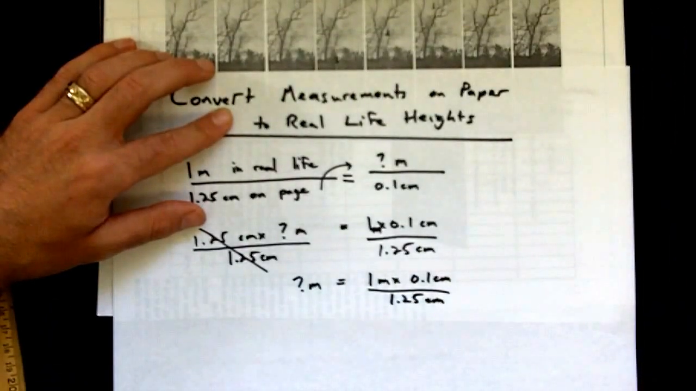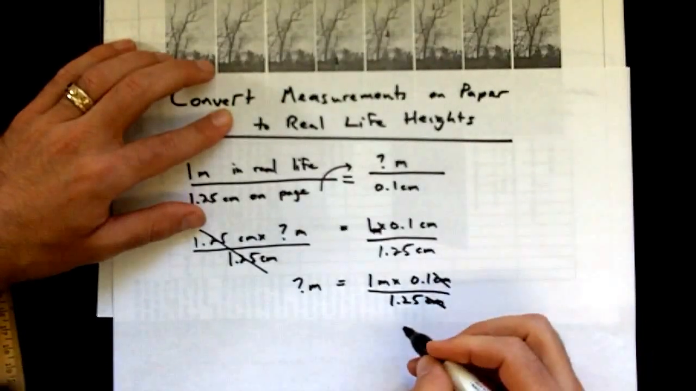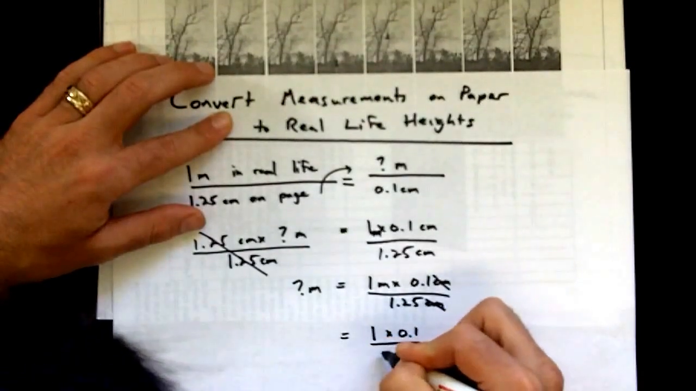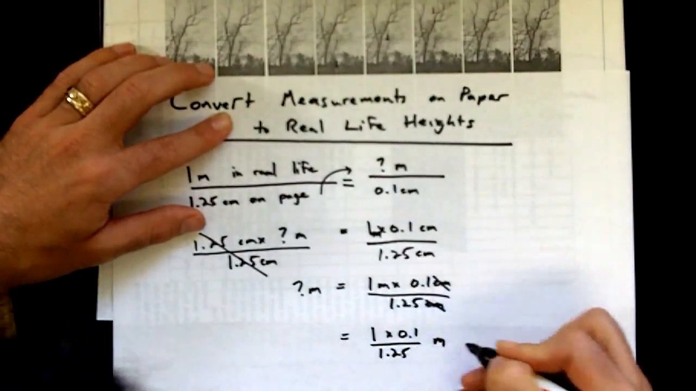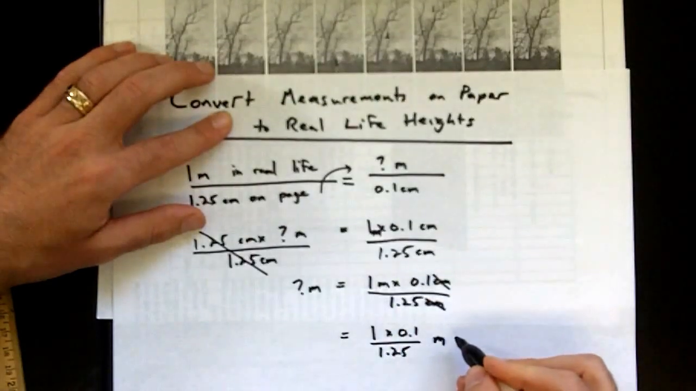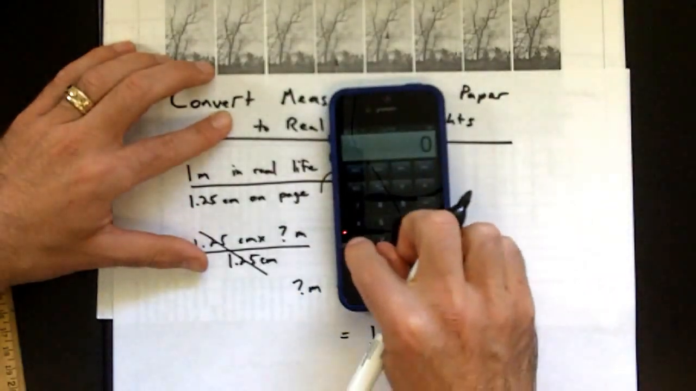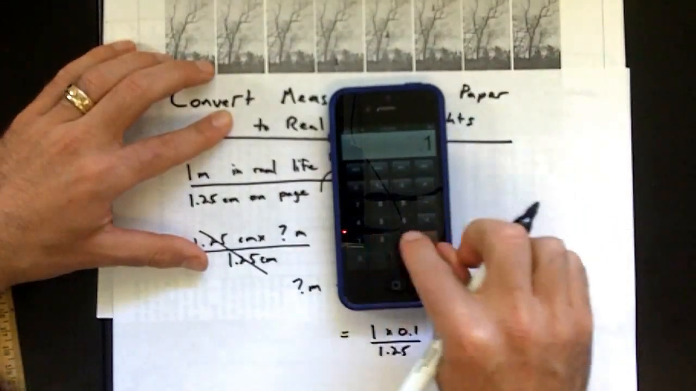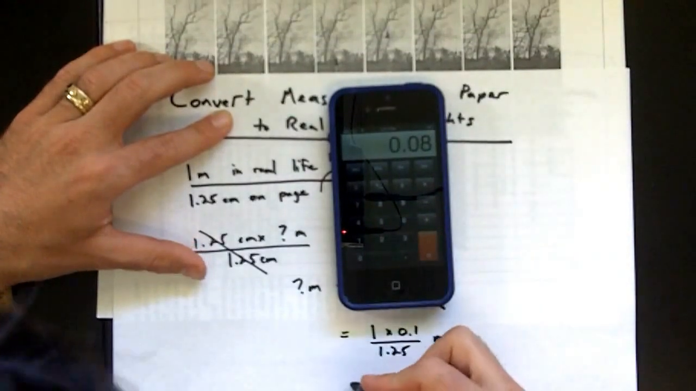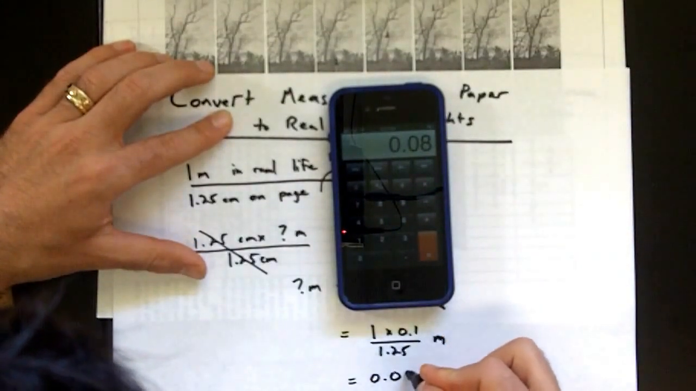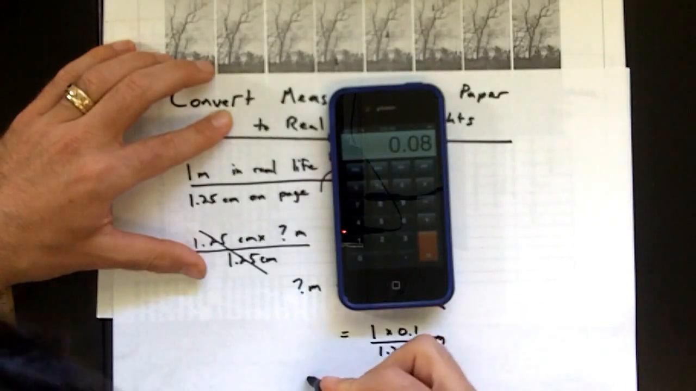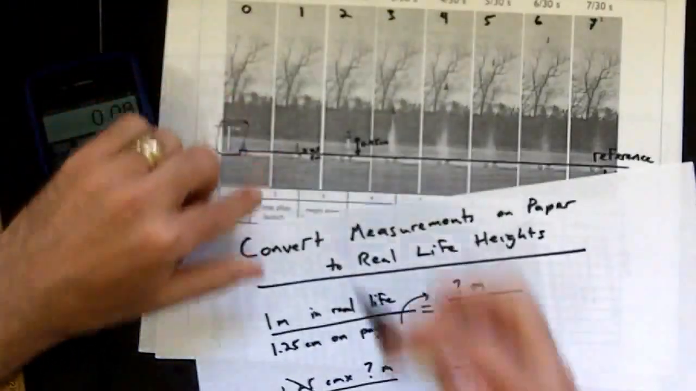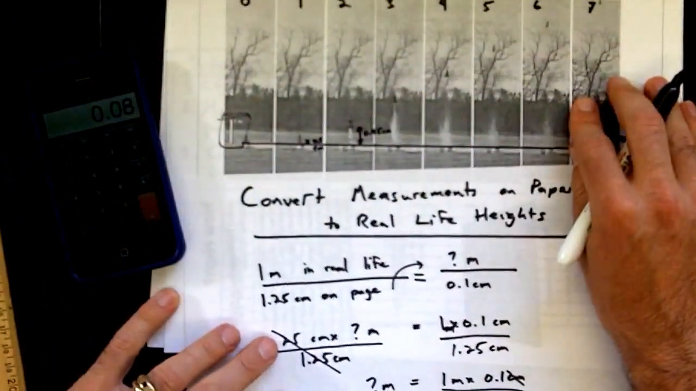You'll notice that we have the letters cm on both sides. Those cancel out, and we're left with just 1 times 0.1 divided by 1.25 meters. It's the only unit that's left. So now we can pull out our calculator and do 1 times 0.1 divided by 1.25. Hit the equal sign, and we get 0.08 meters. That's not very much, but that makes sense. That doesn't look like it's very high off the launch pad in that first frame, does it?